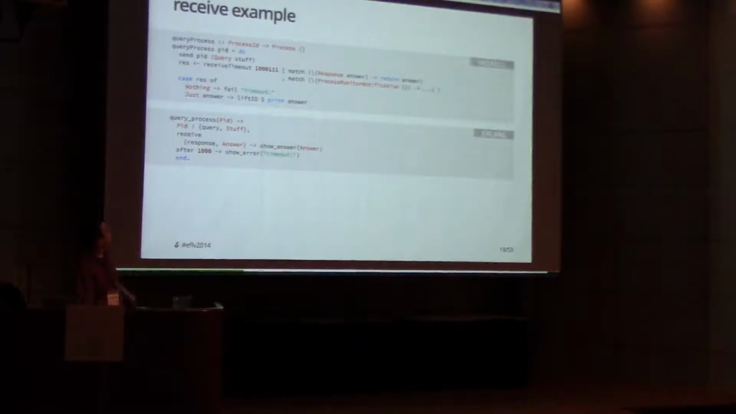Yes. Explain the backslash. The backslash is a lambda. So this way you're creating an anonymous function that receives a response or a process monitor notification value, and then you have the body after the arrow. And this function particularly returns a type called maybe, which represents something that can fail or not. In the case of timeout, it can fail, and you cannot receive anything on a timeout. If that's the case, you do something on the nothing branch, and in case you receive the answer, you have the answer in the just value.